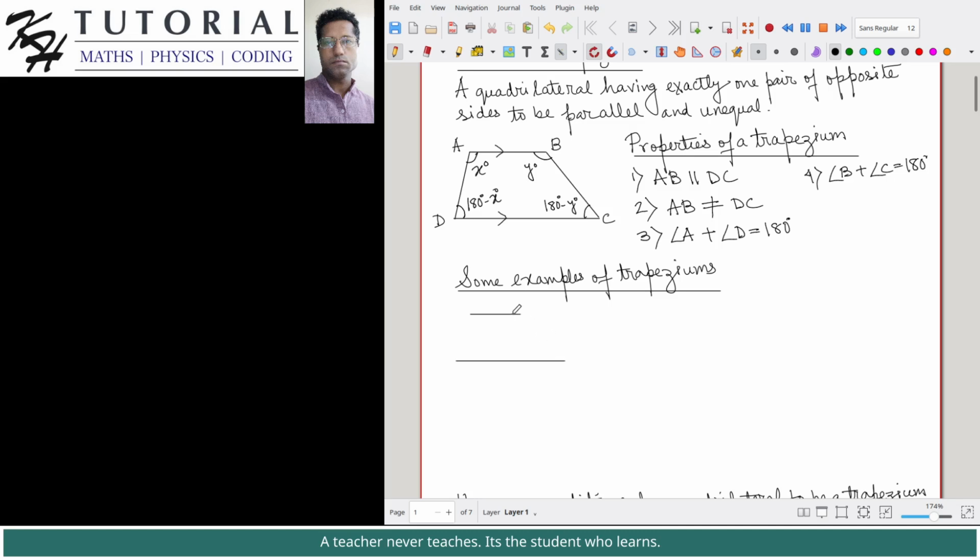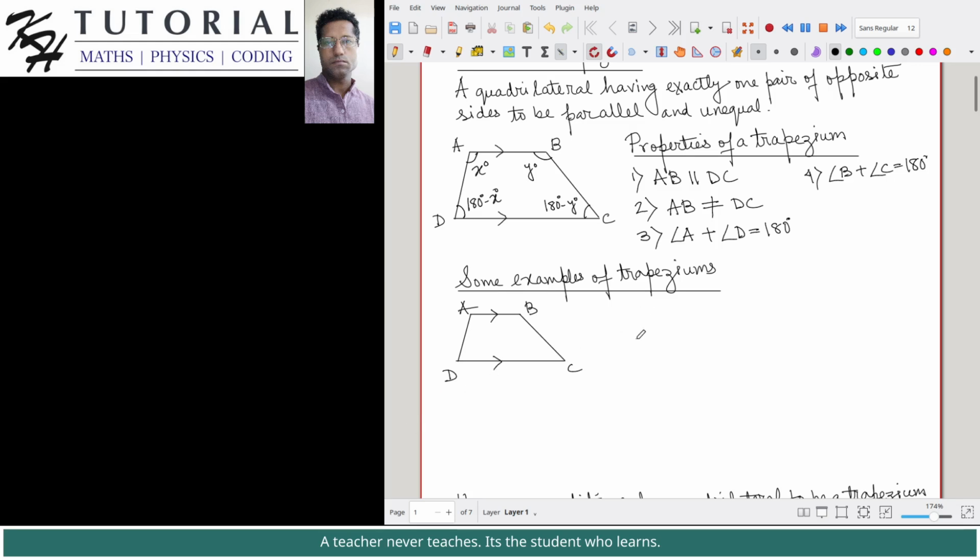It is not accurate. So let's say AB and CD, these are the two opposite sides which are parallel and unequal, and then we can join A and D and B and C, and that will give the trapezium ABCD. So AB is parallel to DC.